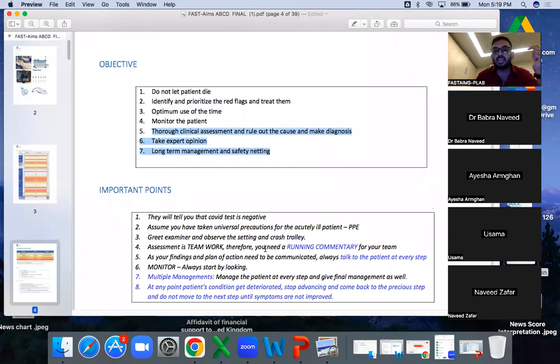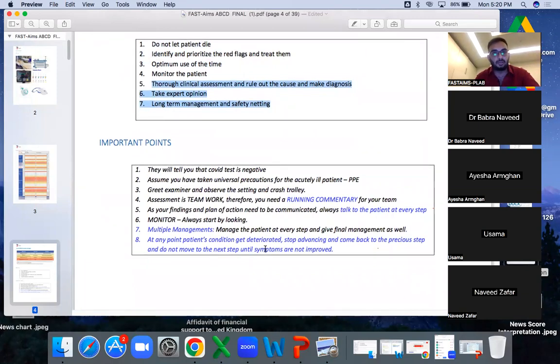Okay, then there are some important points you need to know about the ABCDE approach, okay? You can read them. I am going to start from here. Greet the examiner and see the setting and trash trolley. You need to give the impression to the examiner in the start that you are watching everything, that you are alert. You have already greeted the examiner. You have seen the setting. You are familiar with the setting.